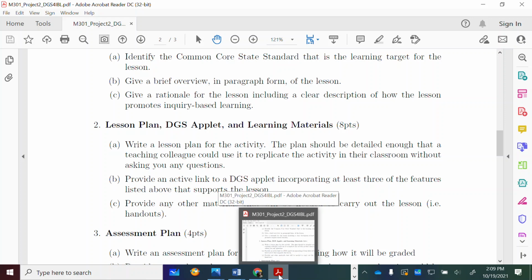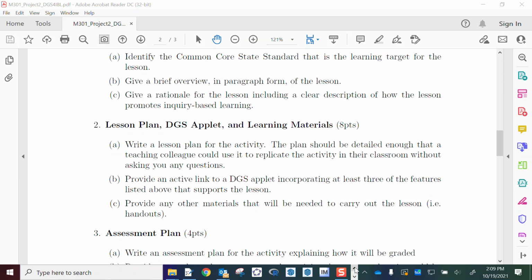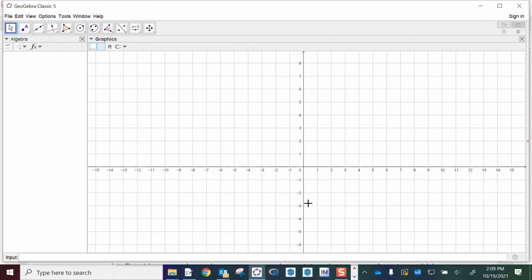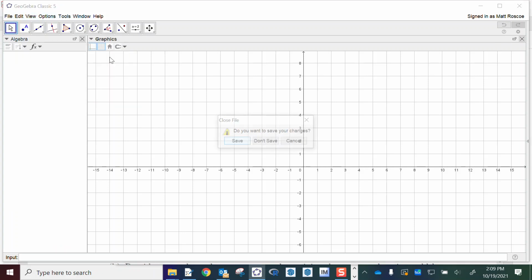And so let's see, I can open up GeoGebra and show you the applet that I created. I'm working in GeoGebra Classic 5. So I'll just open recent, central angle theorem.